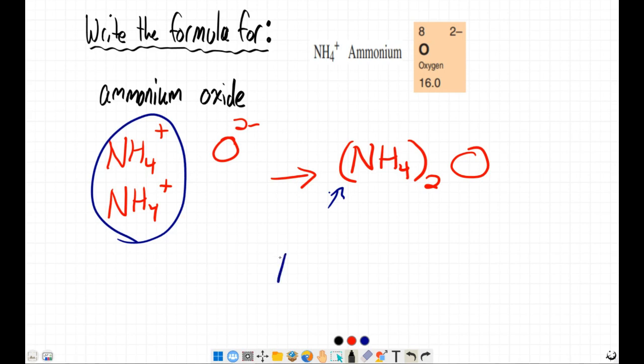Otherwise, you could get something like this. NH4 with that 2 on the end. That could be misread as 1 nitrogen, 1 N, and 42 hydrogens, 42 H's, which it is not. There's supposed to be 2 of those NH4 groups, not 42 hydrogens. So make sure you are putting those brackets around the polyatomic ions to avoid that kind of confusion.